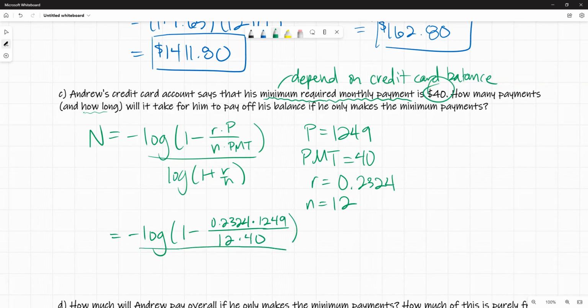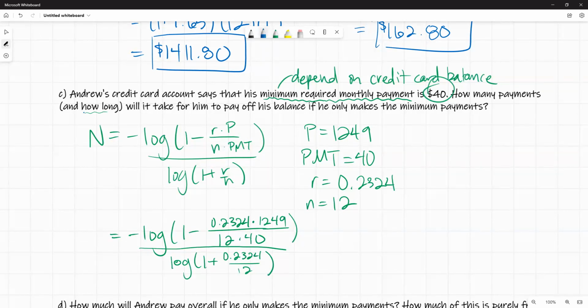And this is divided by log of 1 plus 0.2324 over 12. Okay, so there's our setup. And just like everything we've done before, calculating this, y'all, is probably going to be a little bit easier if you do it in steps.